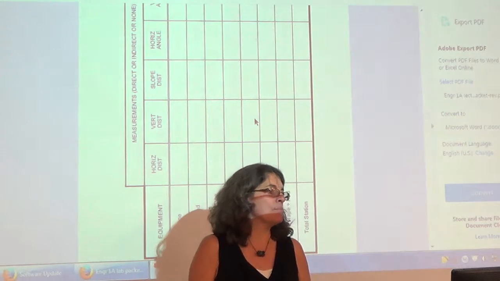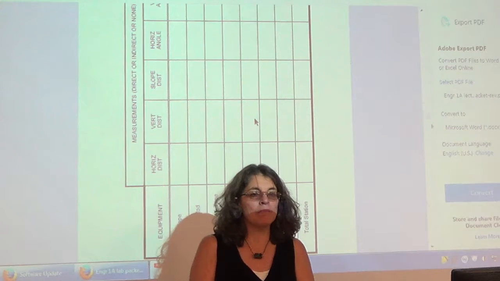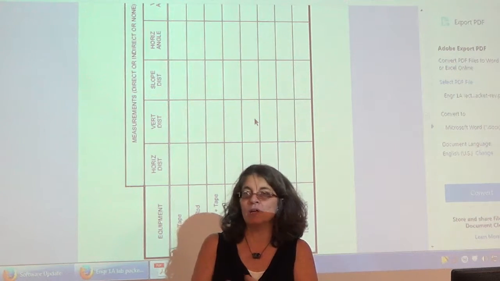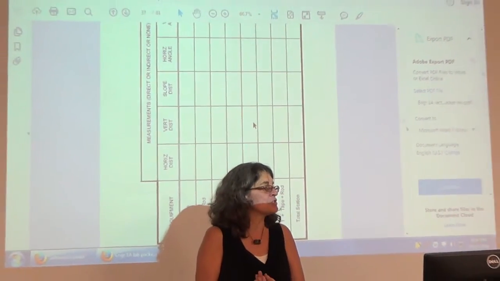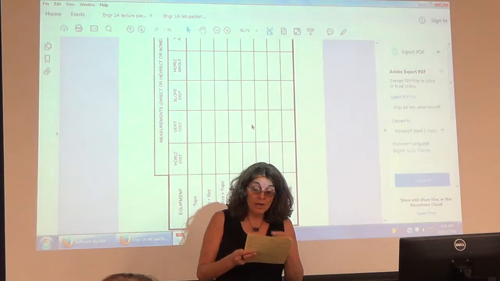It's not very complicated. It's a lot easier to use. But coming from knowing how to use a theodolite is really awesome because you understand how it works. You're not just pressing buttons. Okay, so we're going to look at that.